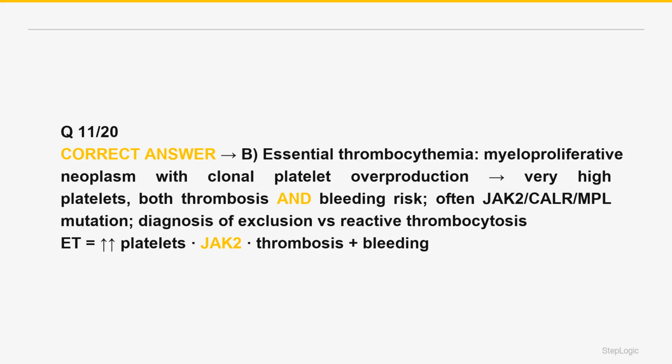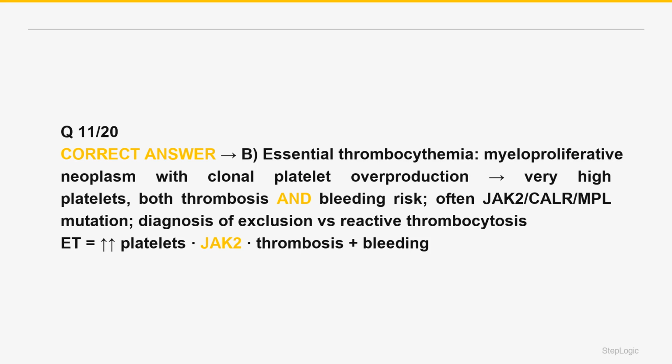A characteristic paradox is that ET predisposes to both thrombosis, the excess platelets clot, strokes, MI, erythromelalgia, burning red hands and feet, and bleeding. The platelets are dysfunctional, and very high counts can cause acquired von Willebrand deficiency. Many cases carry the JAK2 V617F mutation, or CALR or MPL mutations. It is a diagnosis of exclusion.